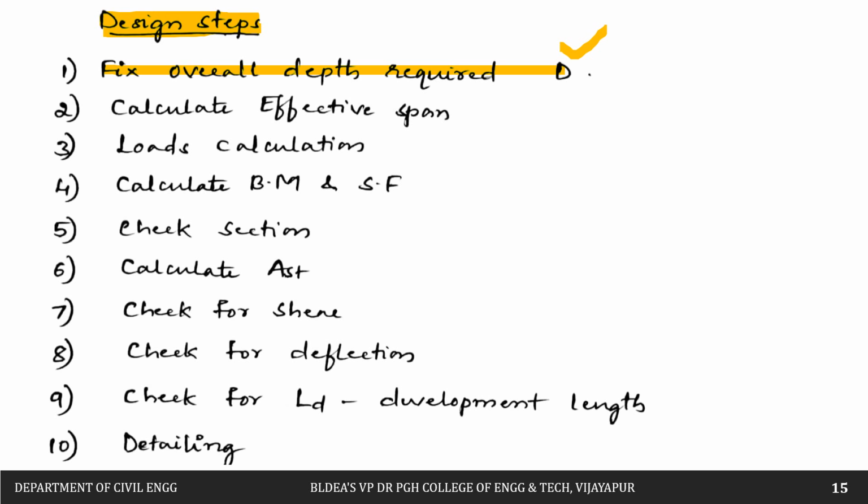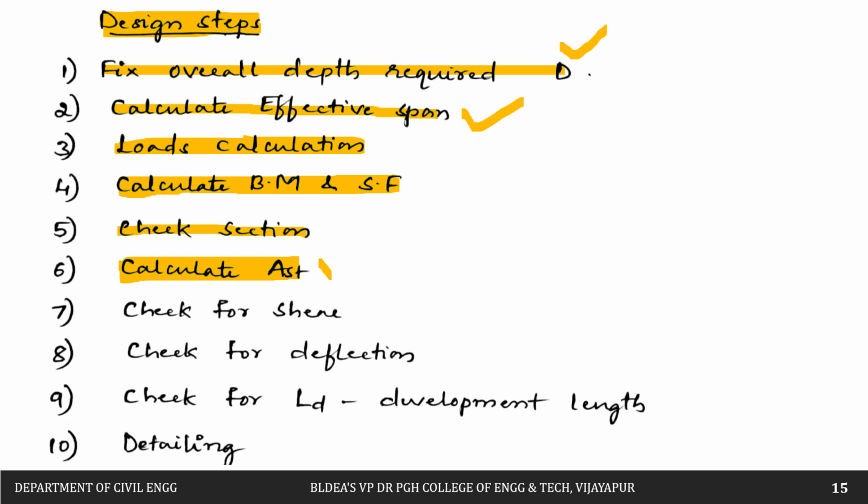Then next, we are going to calculate the effective span. I have just now covered the effective span. After getting the effective span, we are going to estimate the loads, what load is going to come. Based on that load, we will calculate the bending moment and shear force. There are a number of methods we can follow. Next, we check the depth, whether it satisfies this bending moment and shear force. Then we calculate the area of steel required for the given bending moment and shear force.